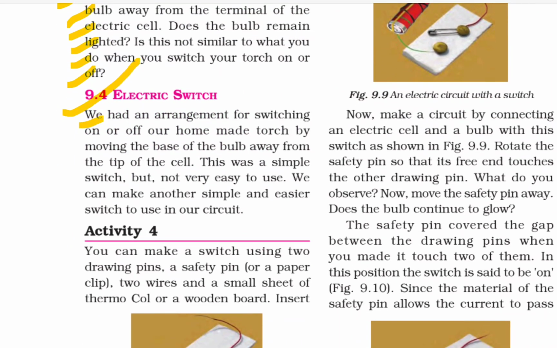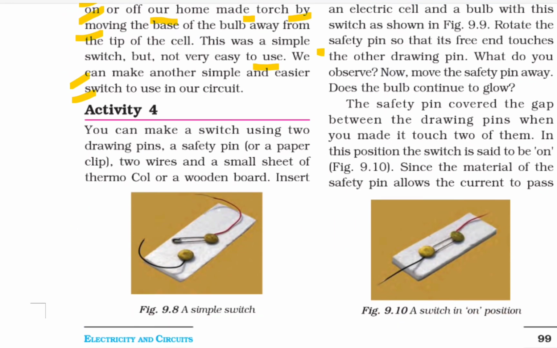Electric switch. We had an arrangement for switching on or off our homemade torch by moving the base of the bulb away from the tip of the cell. This was a simple switch, but not very easy to use. We can make another simple and easier switch to use in our circuit.